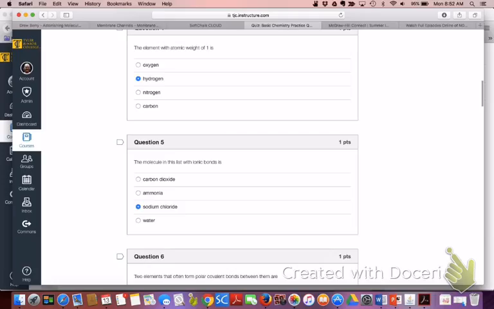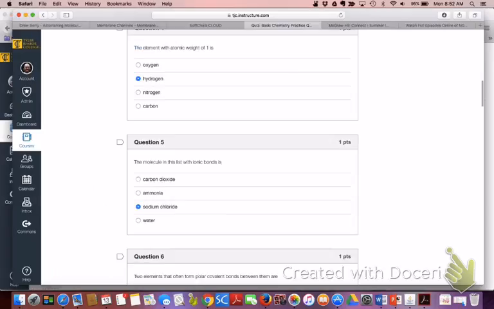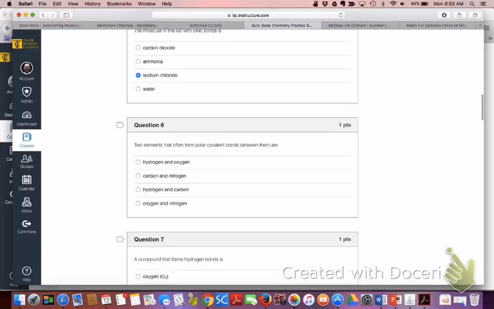All right, where are we? 6? Six says 2 elements that often form polar covalent bonds between them are? Between them, meaning like one with the other. Is oxygen and nitrogen a possibility? No, why not?